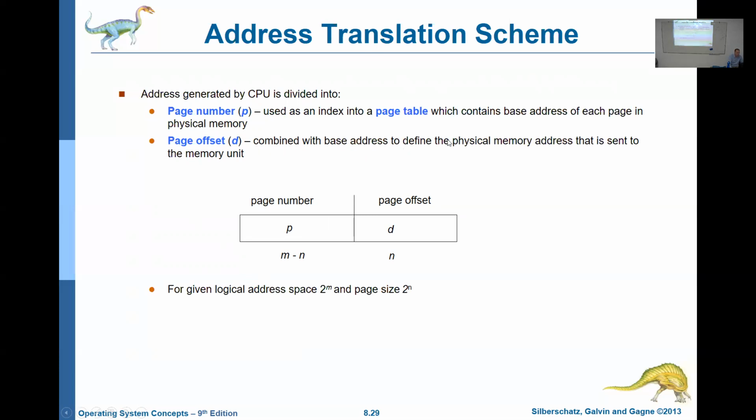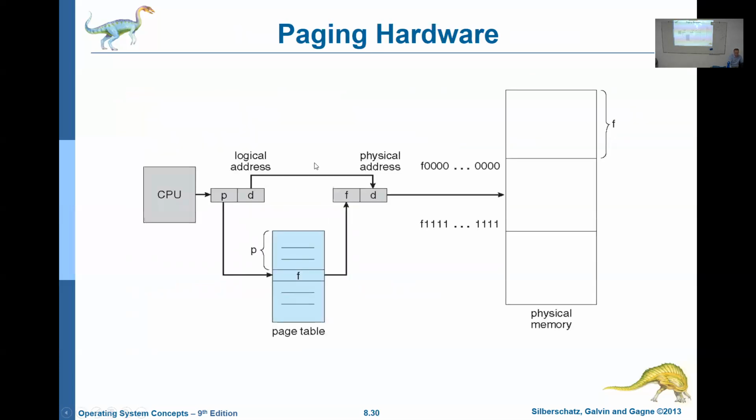Combined with the base, so here's the diagram. It's pretty much the same as what we saw before. The CPU generates this address. Jump to location, blah, blah, blah. So we're going to take the first part of it, and we're going to say that actually means in the page table, you see, actually, there's a page table for each process. For each process.